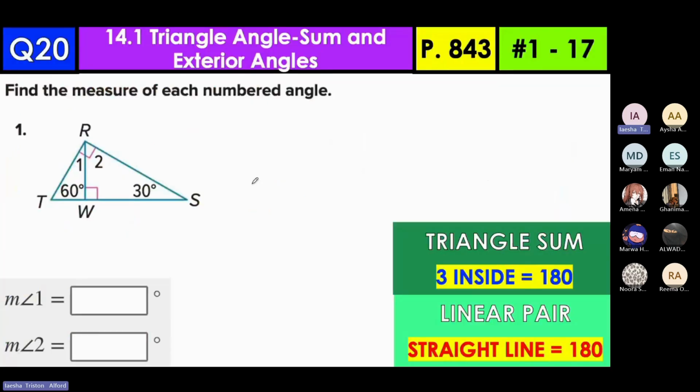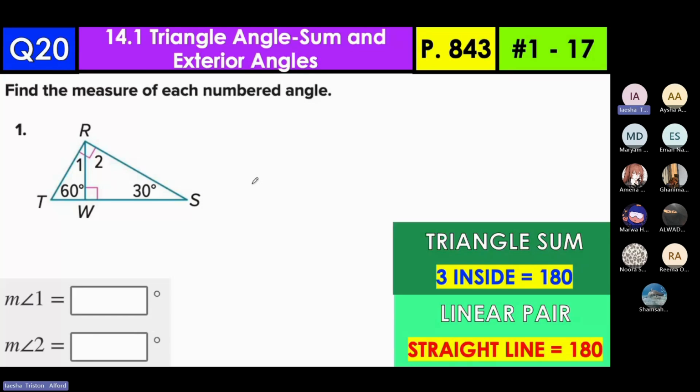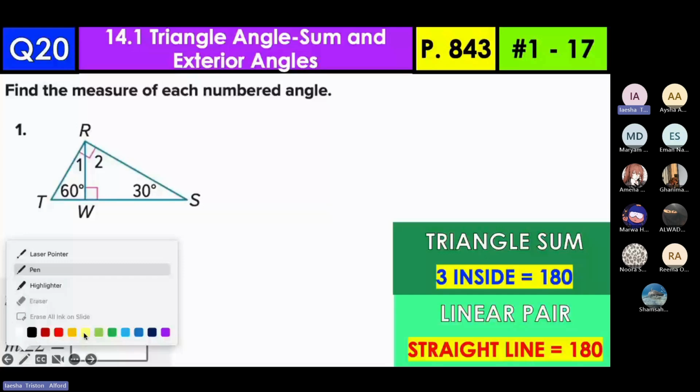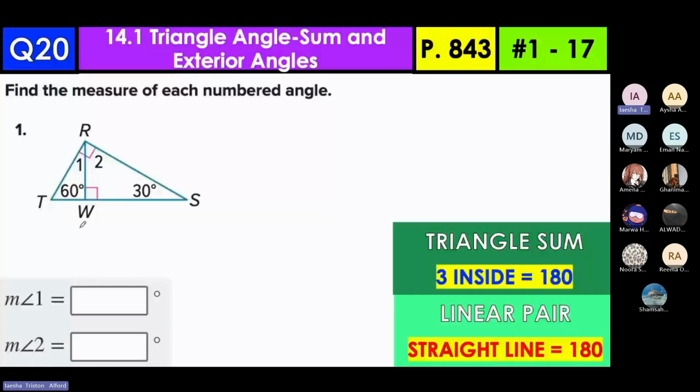This is question number 1. So you have to decide which rule you can use to help you find the missing numbers. Which angle do you want to start with? Angle 1 or angle 2? Angle 1. Okay, fine, angle 1. We want to find angle 1. Which rule can you use? Triangle sum or linear pair?